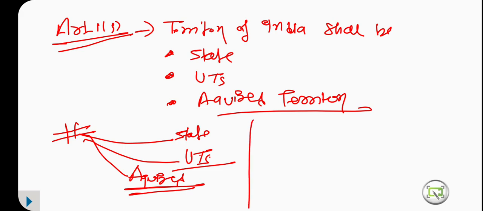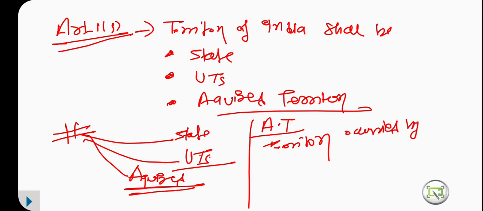How many types of territory are in India? There can be states in India, there can be union territories in India, and there can be acquired territory. We know that we have so many states, so we are all aware of the state territories. We are also aware of the union territories, because we have 8 union territories. But the third category is the acquired territory. So at first we have to know what is meant by acquired territory.